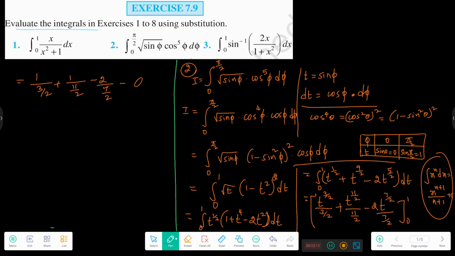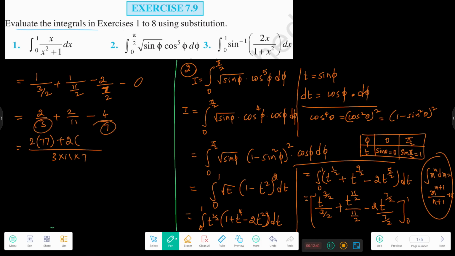When you take 3 by 2, the numerator gives 2 divided by 3. This also 2 divided by 11, and the denominator 2, and these two will multiply, so 2 2s are 4 divided by 7. Now you take the LCM. LCM means you multiply everything: 3 into 11 into 7. These two you multiply here: 77 into 2, 2 into 77 plus 2 into.